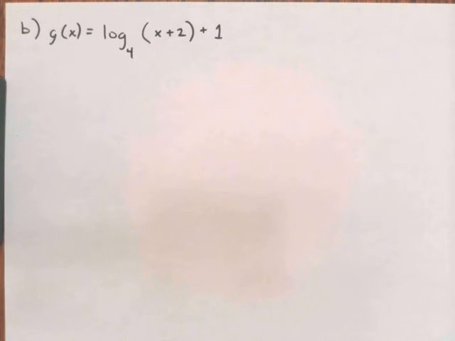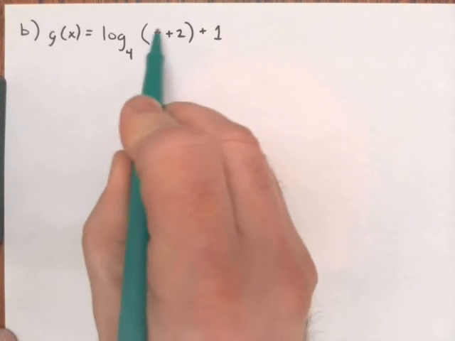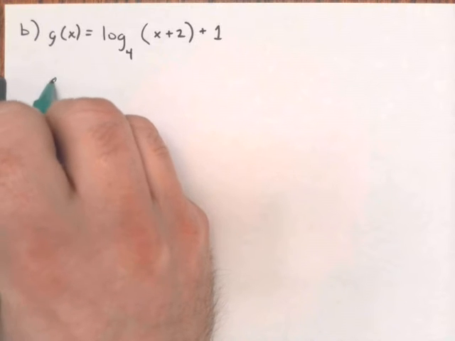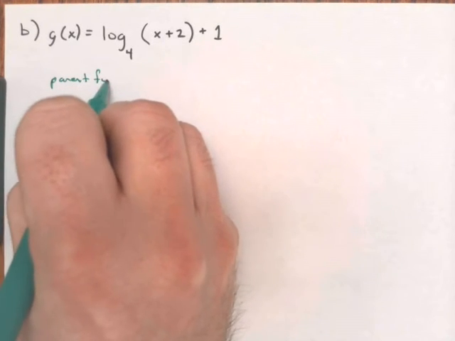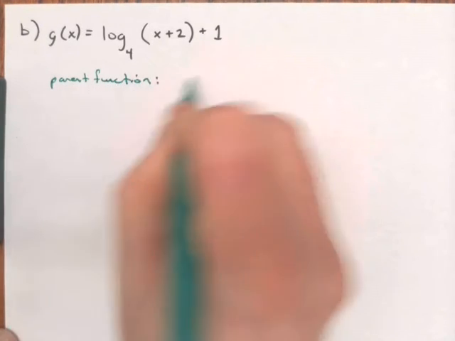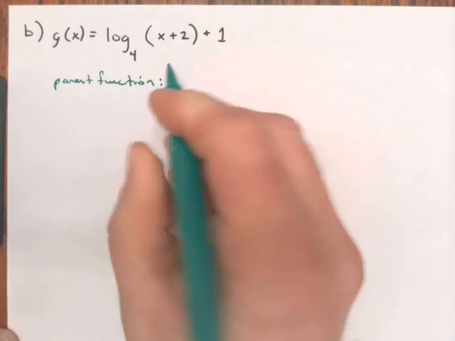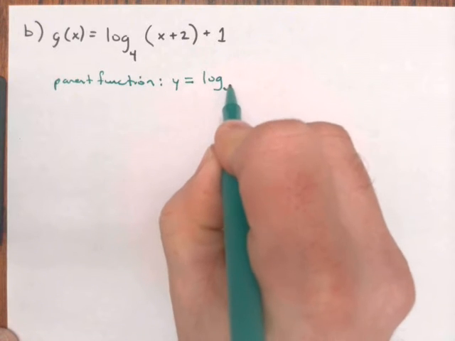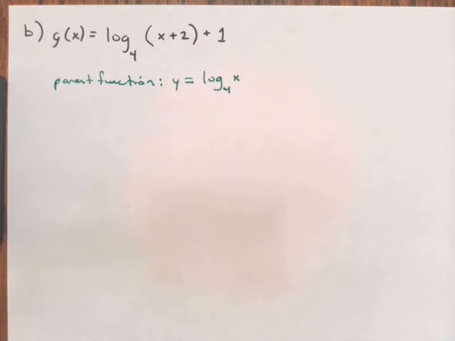To graph this log function, I'm going to use transformations. So I need to know what the parent function looks like. I see we have log base 4 here, and we do have an x, but we do have some things that are being added or subtracted. So the equation of our parent function for function g would be y is equal to log base 4 of x.